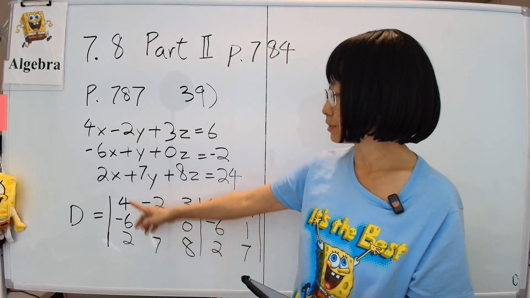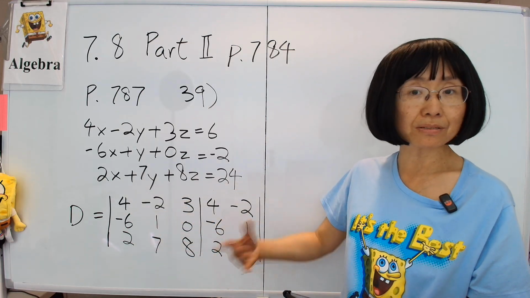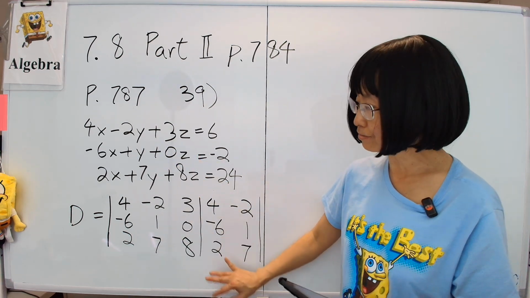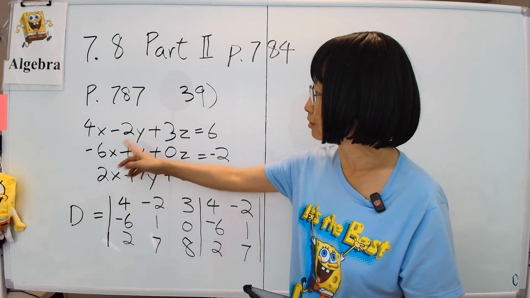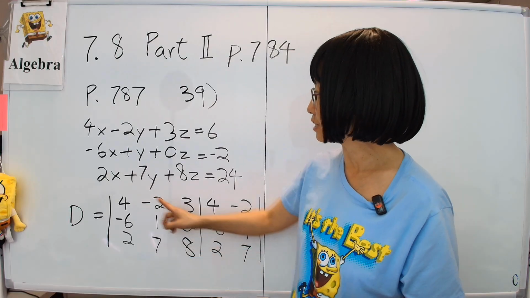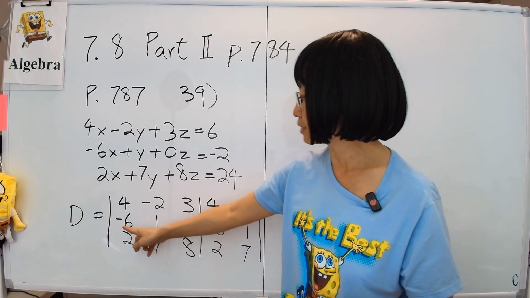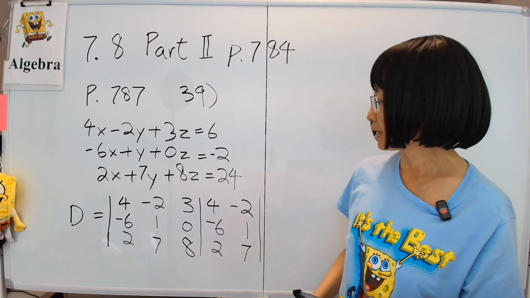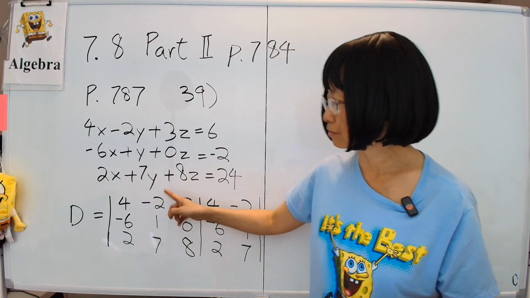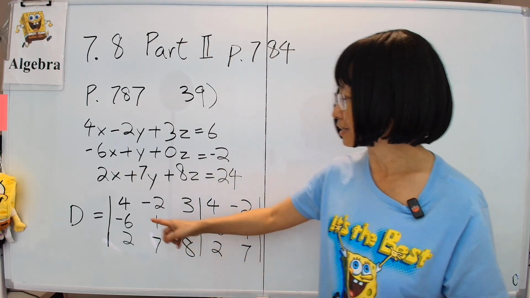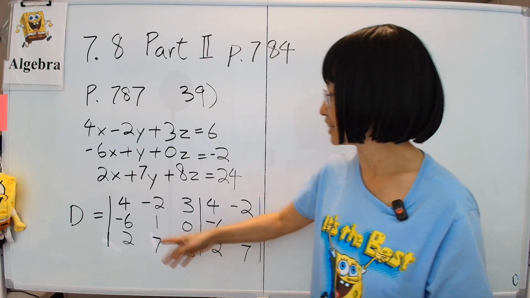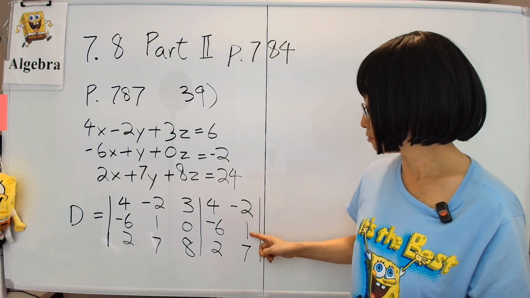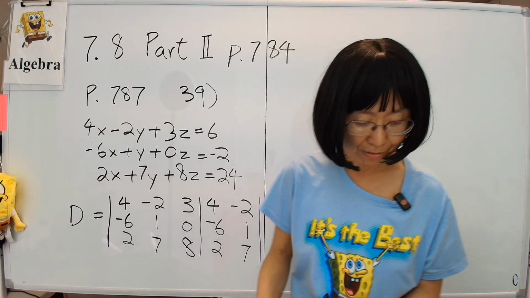So I have the determinant written down here. We're supposed to solve it with Cramer's rule, which means we have to calculate the determinant of this thing. So we have to write down all the numbers here in the matrix: 4, minus 2, 3, minus 6, 1, 0, 2, 7, 8. And then I repeated the first two columns over here. That's how you calculate the determinant. And so we have 4, minus 6, 2, and minus 2, 1, 7. So everything looks okay.